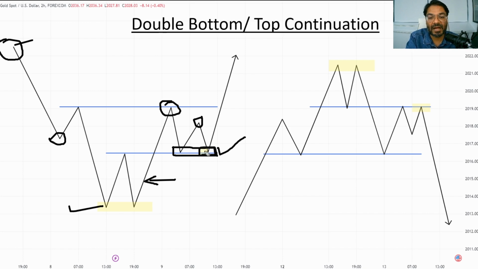I have colored it in black, but this is the exact place where we need to understand that this is the perfect place to enter, because it is 100% sure that the market is going to go up from this place. Understood? That is for the double bottoms.